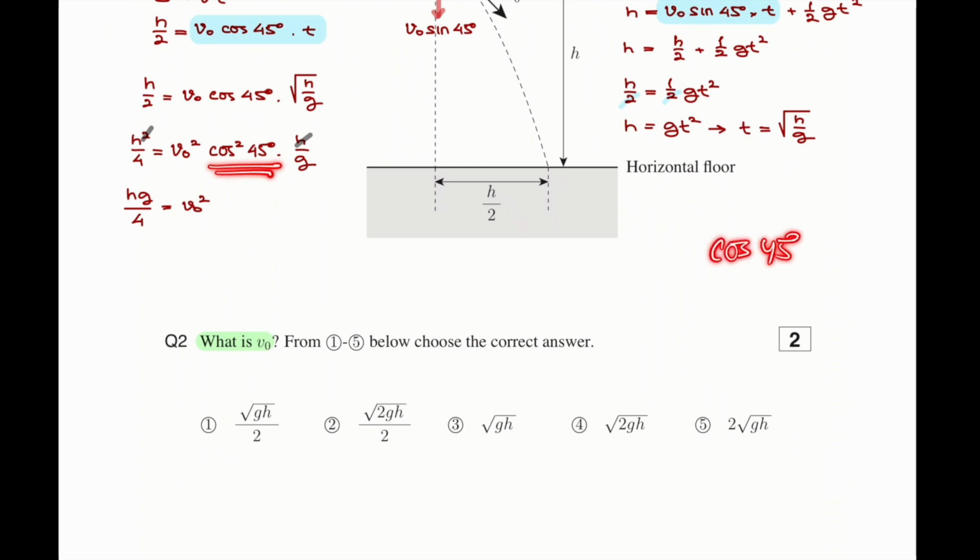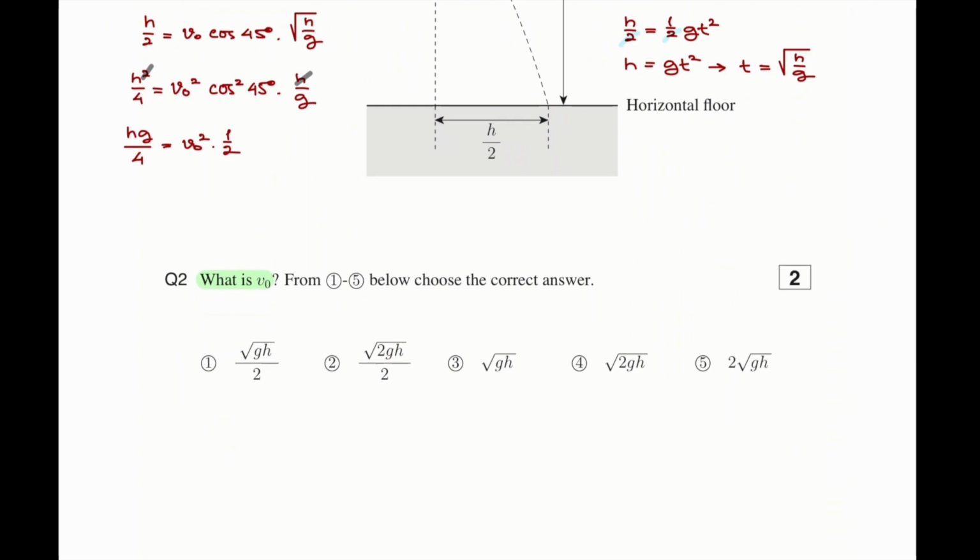Cos 45 is equal to half root 2. Half root 2 being squared is 2 over 4, which is half. So cos squared 45 degree is half. And then we can cancel out 2 and 4 here, leaving 2 on the left hand side. Then I get VO is equal to square root of gh over 2.